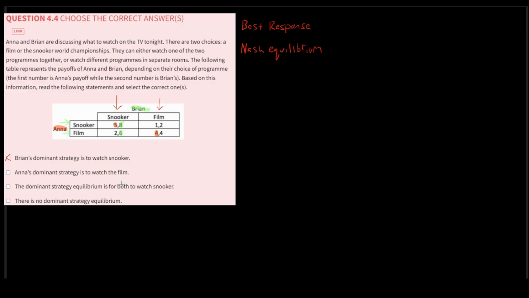The dominant strategy equilibrium is for both to watch snooker. This is a little bit tricky. In this case here, it says the dominant strategy equilibrium. This is where we would have overlapping dominant strategies.